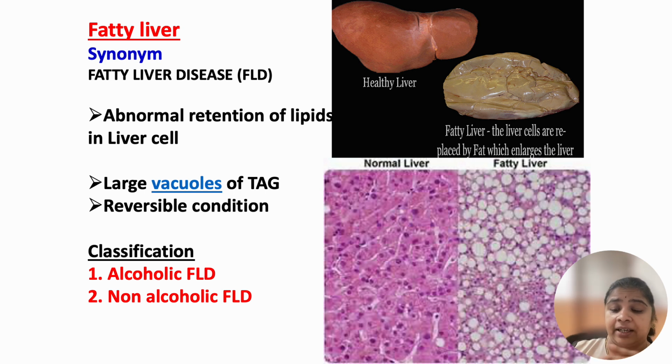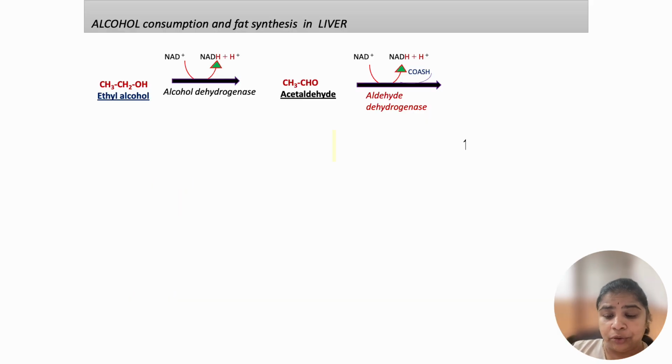Classification. We can classify fatty liver as alcoholic fatty liver disease or non-alcoholic fatty liver disease. So, to know about alcoholic fatty liver, a little bit about metabolism of alcohol. Not sure whether you have completed alcohol metabolism under carbohydrates. So, we will just see how it is.